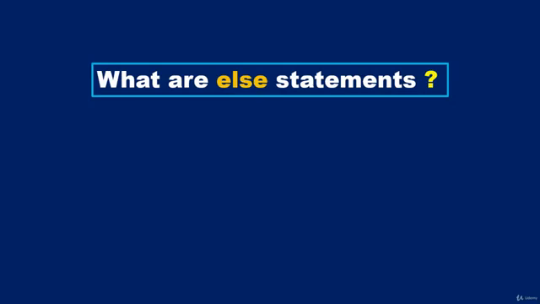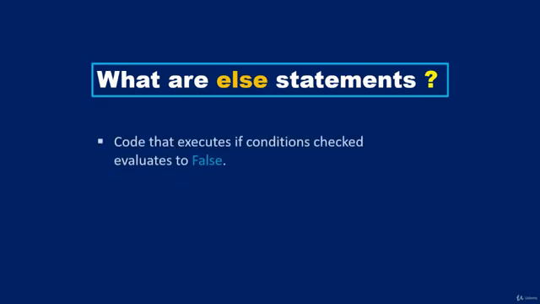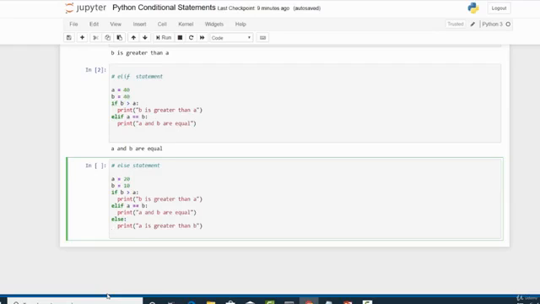What are else statements? Else statements are used to execute a block of code when the conditions evaluate only to false. I added some block of code here into this new cell to illustrate how the else statement works. So I have two variables. Variable A has a value of 20. Variable B has a value of 10.